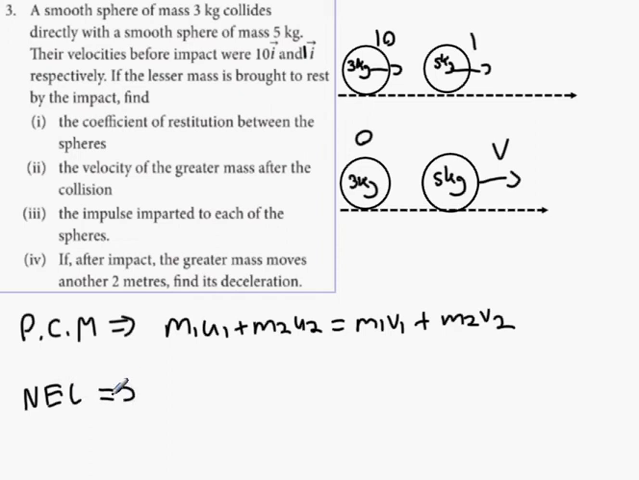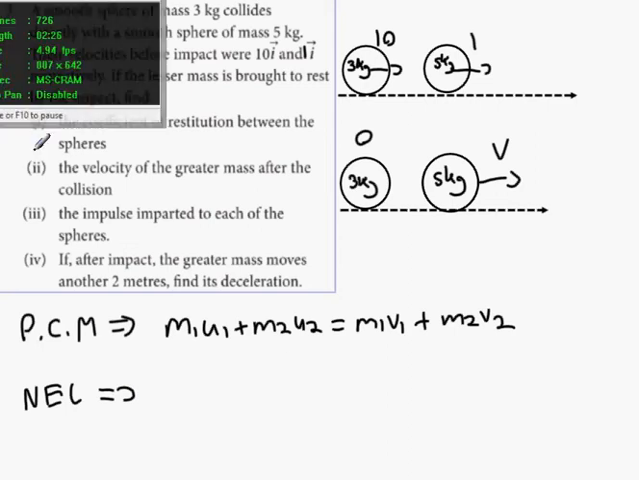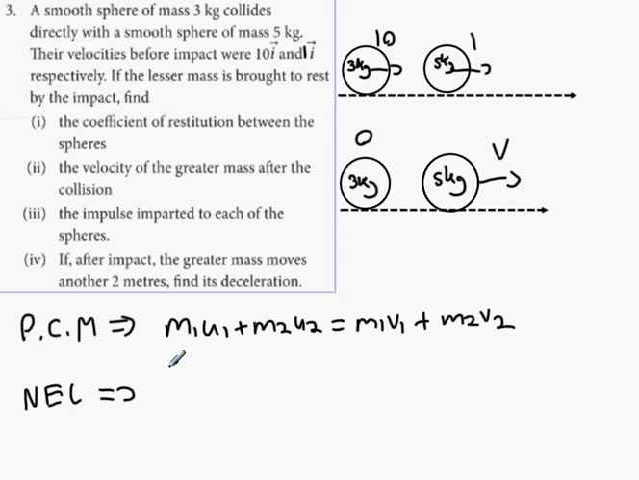Okay. Now, the second thing is called NEL, Newton's experimental law. Now, let me see if I can remember this. Minus V2 or V2 minus V1. Minus e equals (V1 minus V2) over (U1 minus U2). Let me explain what this means.